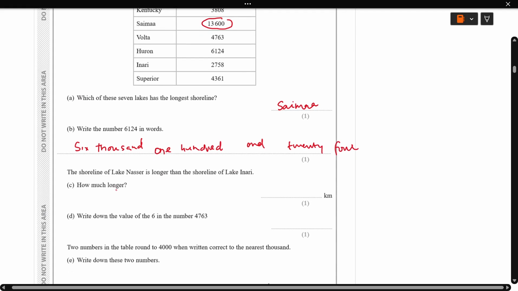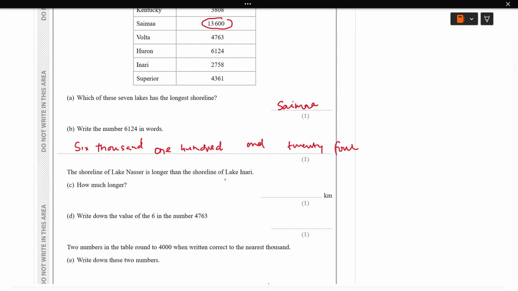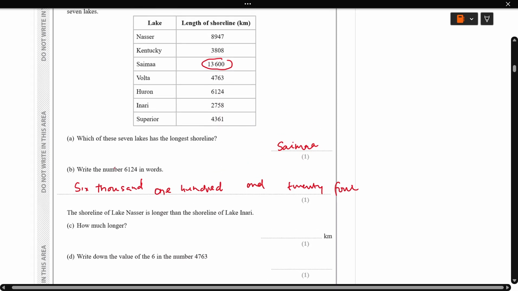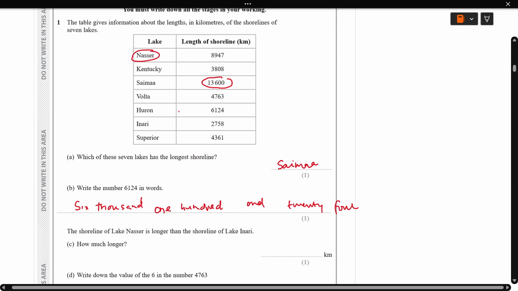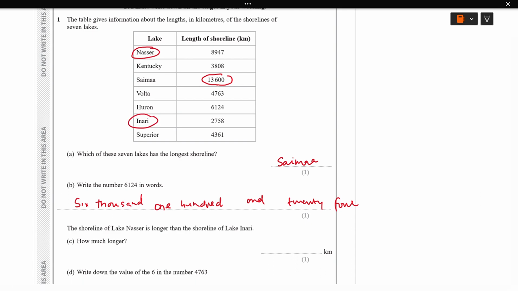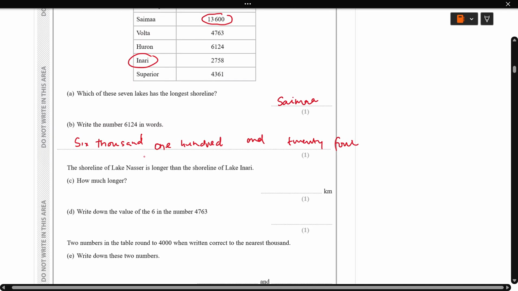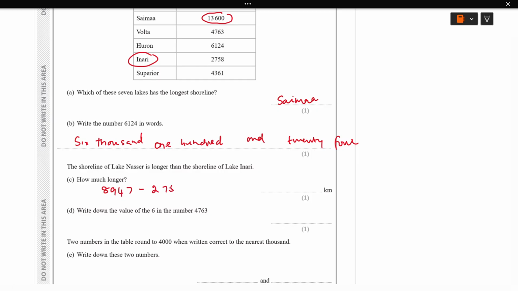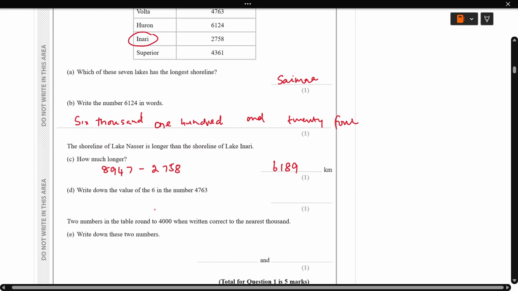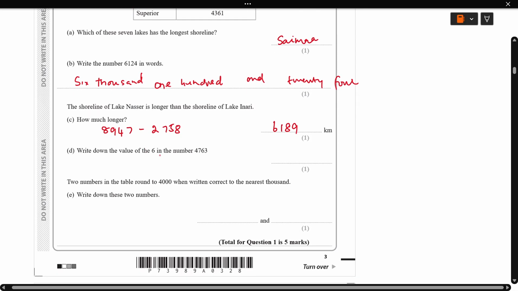Okay, so the next one: the shoreline of Lake Nasser is longer than the shoreline of Lake Inari. How much longer? So which one is Nasser and which is Inari? Which one is greater? 8947 minus 2758. So when we calculate, we get the answer 6189.